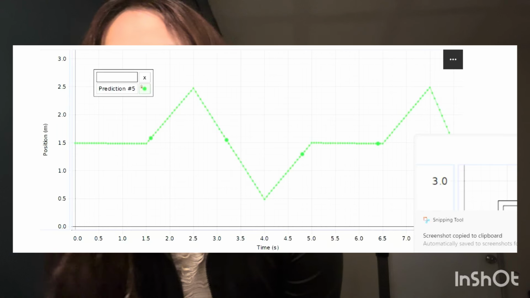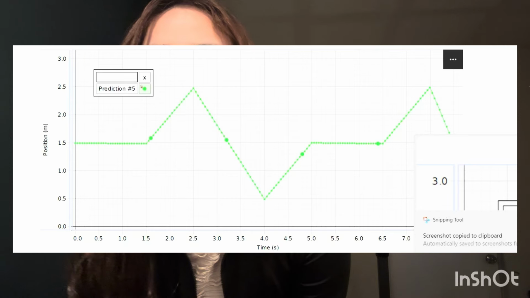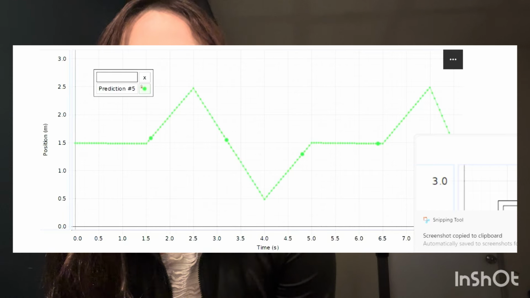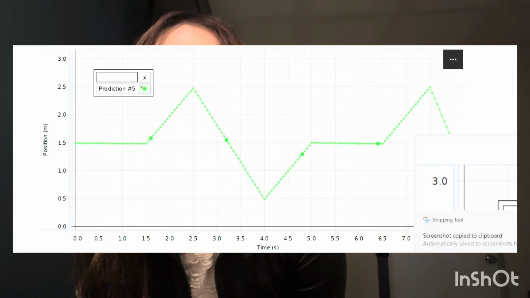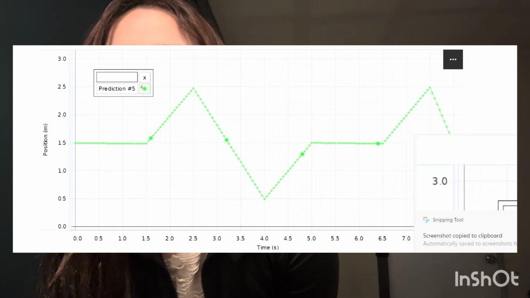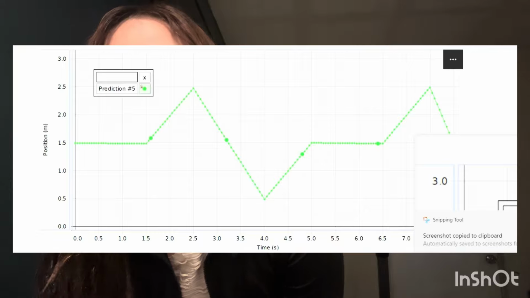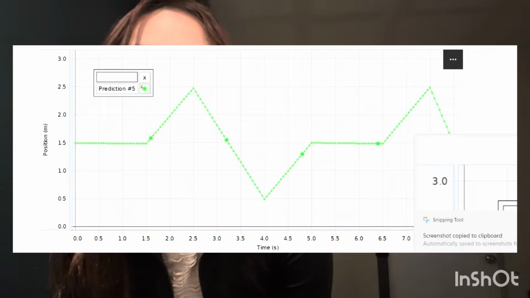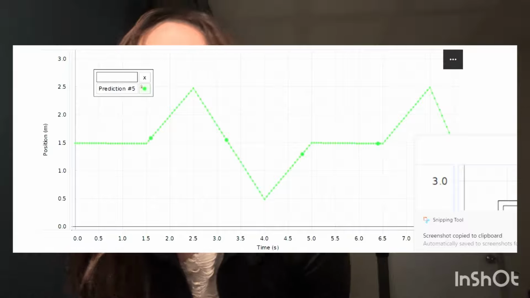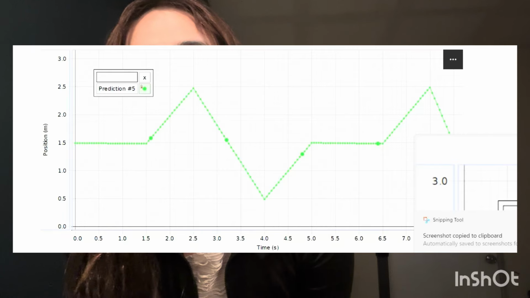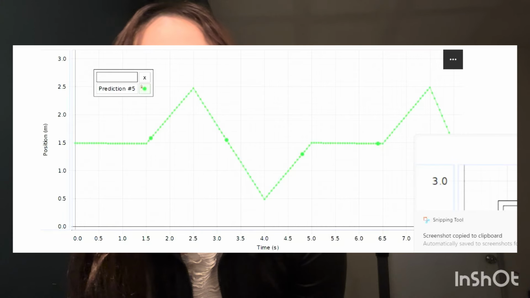After that, the line slopes upward again, showing movement away from the sensor. And there is another flat section where the position stays constant, meaning the object stops moving again. Near the end, the graph rises once more and then drops quickly, showing movement away from the sensor and then back toward it. Overall, straight diagonal lines show constant motion and horizontal lines show no motion.